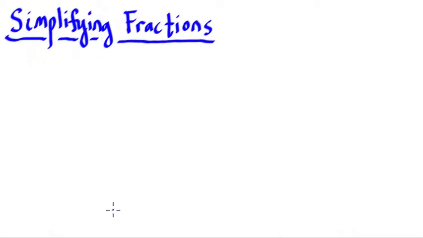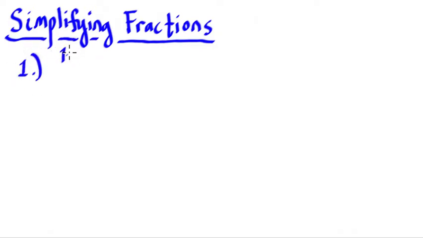In simplifying fractions, it's very helpful if you can find the GCD, the greatest common divisor, or greatest common factor, of the numerator and the denominator, so that we can simplify faster and with fewer steps. But we'll see what we can do.